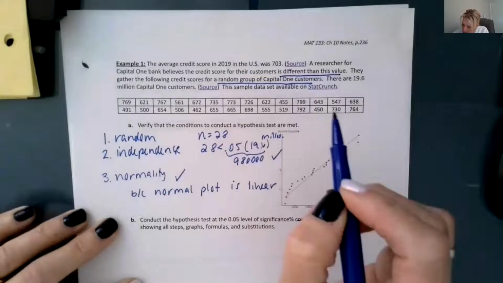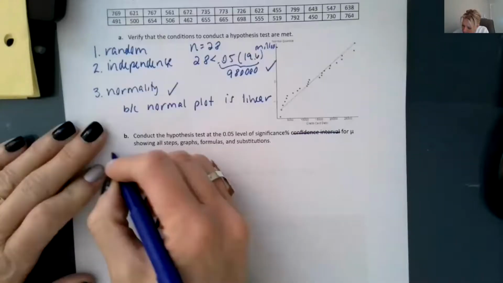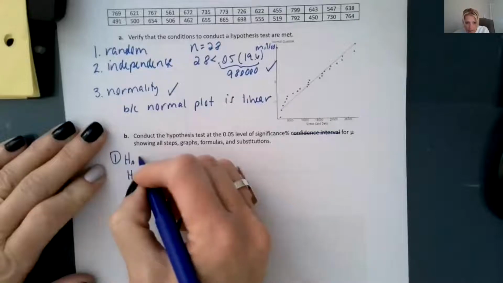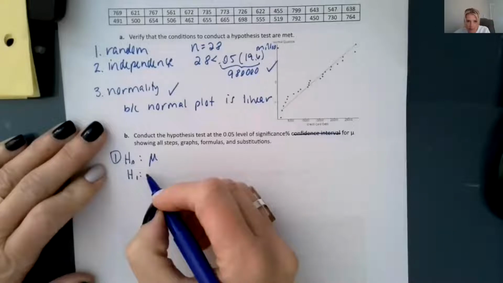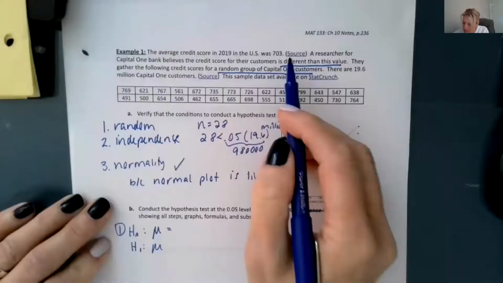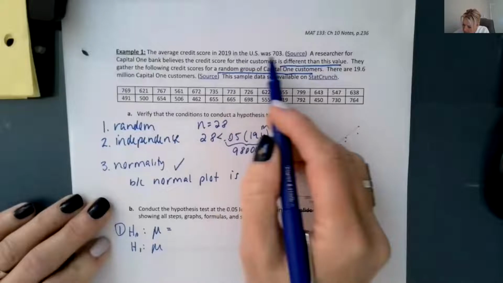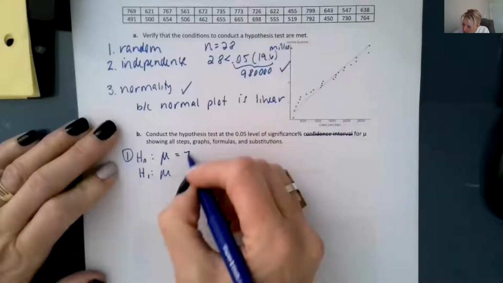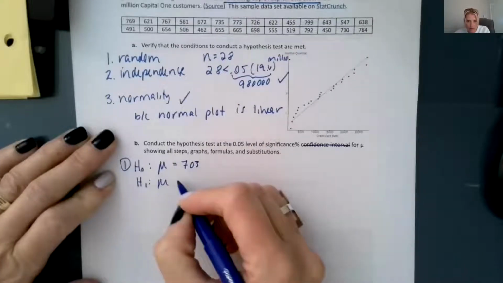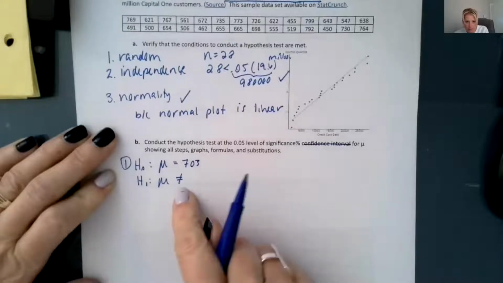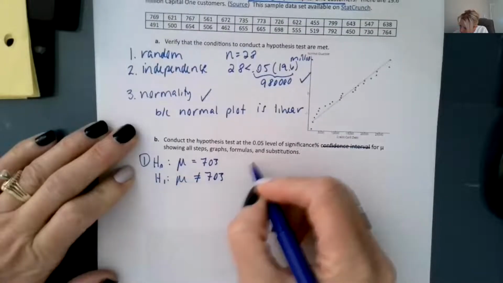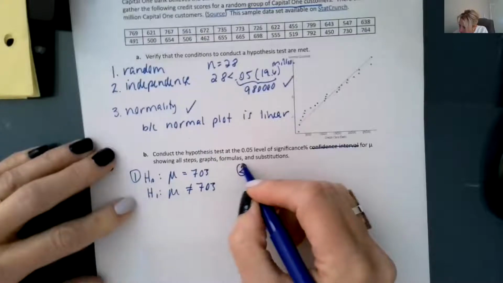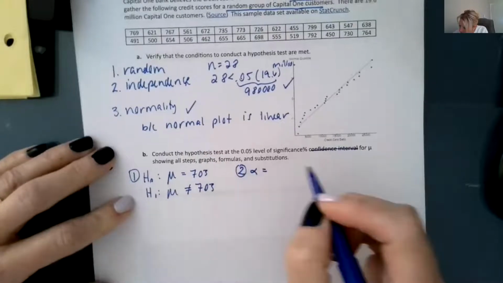So our first step is H0, H1, and we're testing about a mean, so we have to use the mu symbol. They think that the average is 703 from back in 2019. But the researcher thinks that it's different. So we're going to use the not equal to, because the researcher believes that it's different than that value. So it's different than 703. Our level of significance alpha is equal to 0.05.